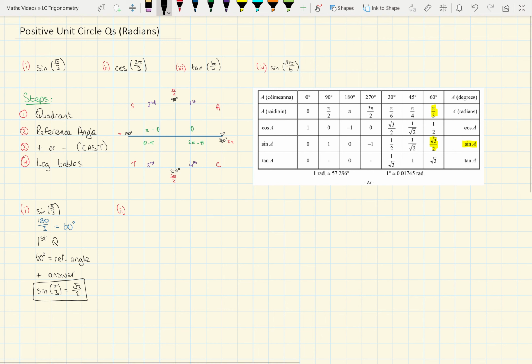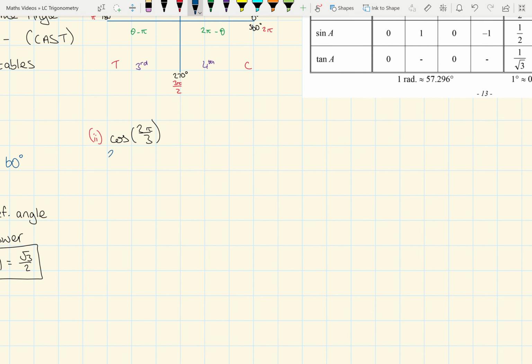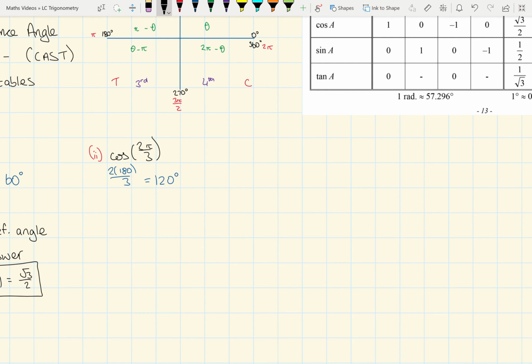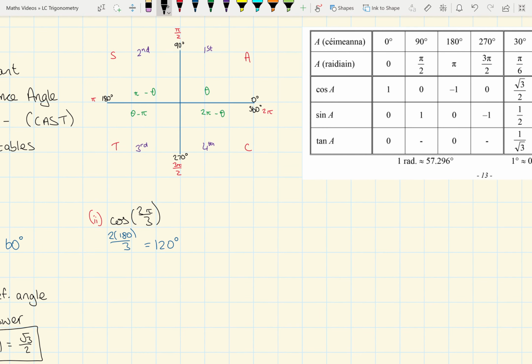Now in part 2 we've been asked to find cos of 2 pi over 3. This angle's a little bit more awkward, so it's no harm converting. Into your calculator, 2 by 180 divided by 3 is going to give us 120 degrees. Check your diagram. 120 lies between 90 and 180, so we're in our second quadrant. My reference angle will be pi minus the original. Put it into your calculator, you're going to get 1 over 3 pi.